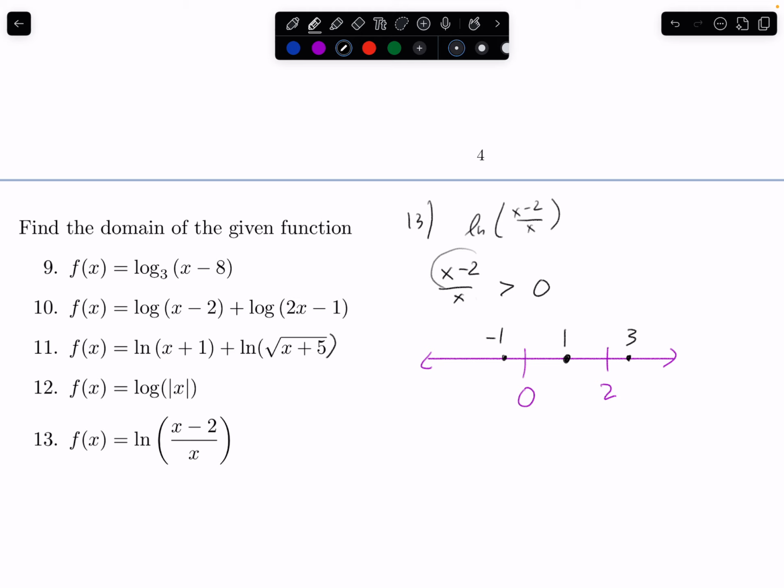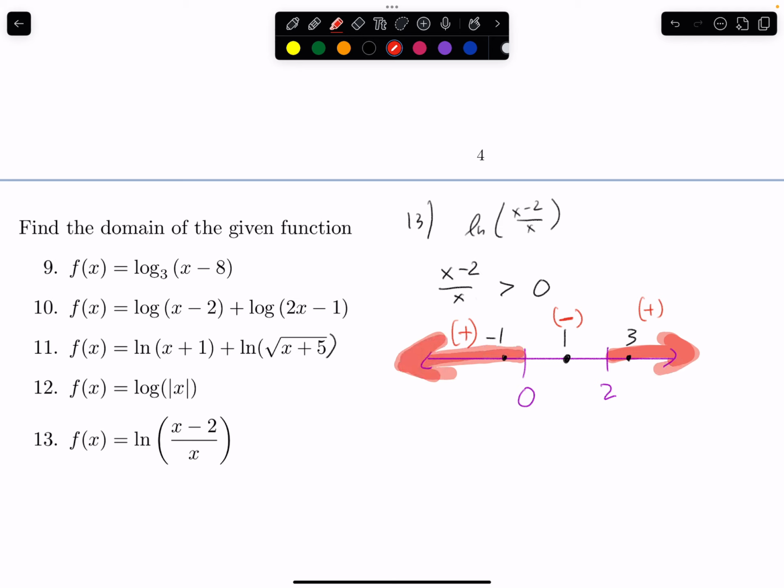If I'm at negative 1 over here, negative 1 minus 2 is negative. Over x is negative. That's overall going to be positive over here. Okay, what if I put in 1? 1 minus 2 is negative. Over 1, that's positive. So that's overall negative. Negative over positive. If it's 3, 3 minus 2 is positive. Over 3, that's positive. So overall positive. So where were you positive? To the left of 0, right? To the left of 0. And to the right of 2.